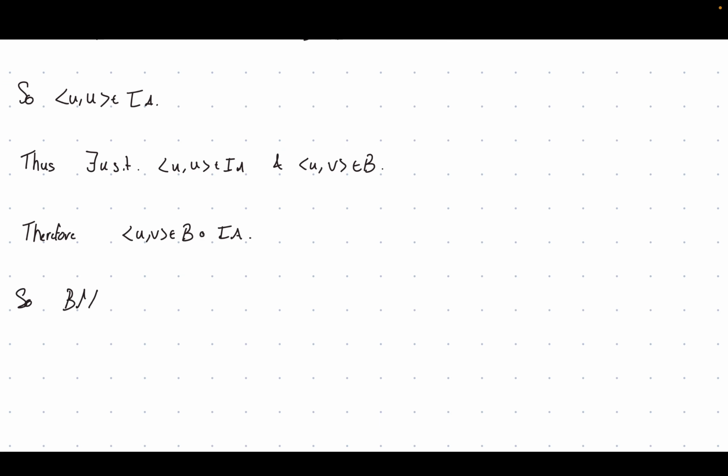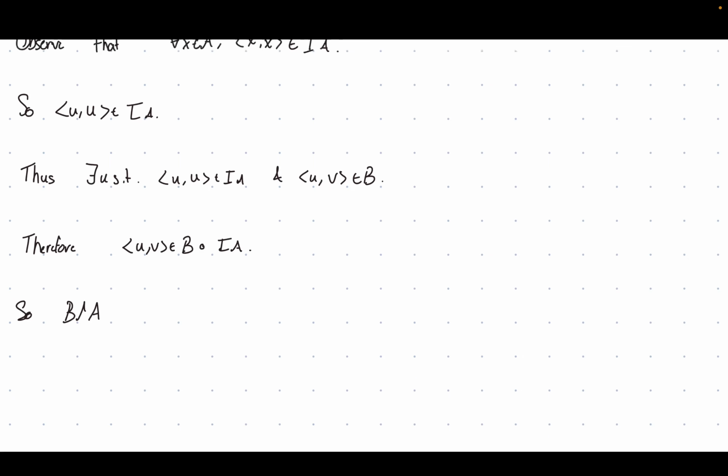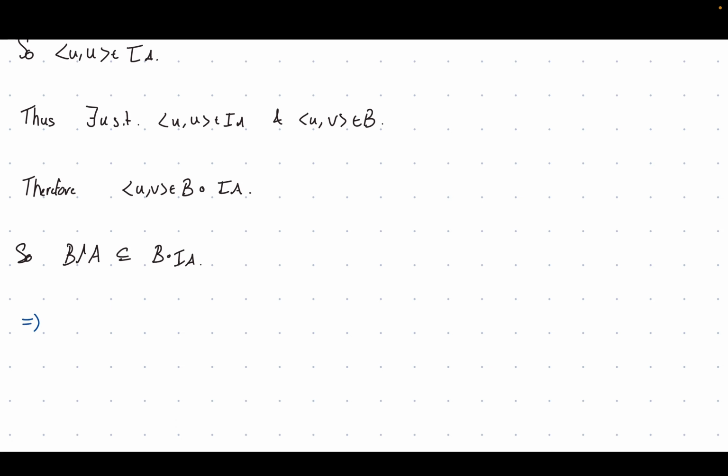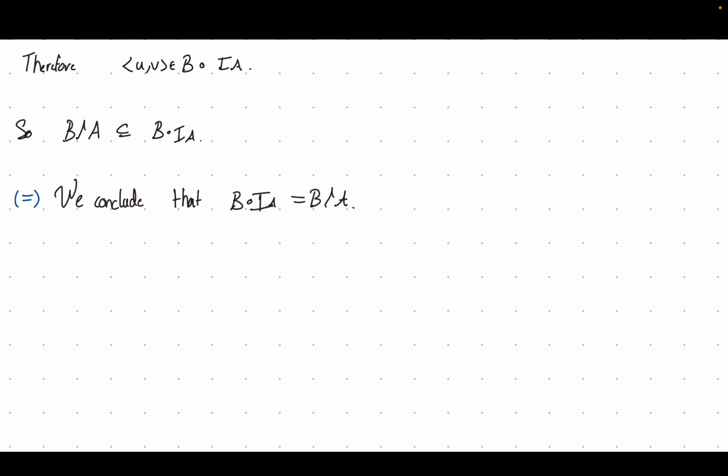So B restricted to A is, well, we can infer that by now, but it must be a subset of B composed with IA. And now, for equality, we conclude that B composed with IA is equal to B restricted to A. There we go.